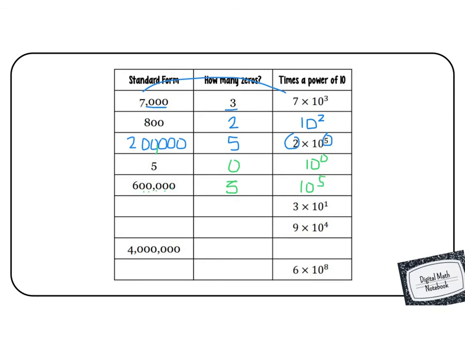Great job. Almost there. The next one has 10 to the power of 1. So that means that there's going to be 1 zero. 1 0 would look like this. But we don't have a 1 in front of it. We have a 3. So that would be 30. 1 0.